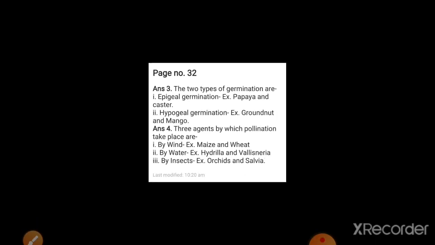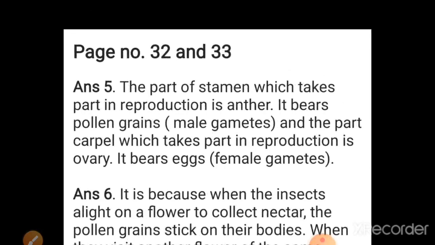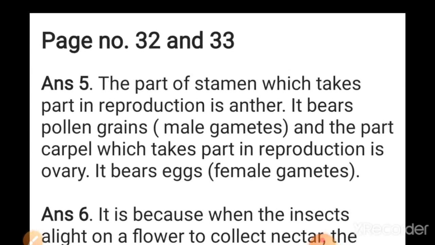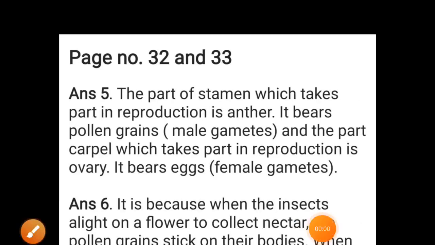Now fifth question. What part is played by stamens and carpel of a flower in reproduction? The part of stamen which takes part in reproduction is anther. It bears pollen grains, male gametes, and the part of carpel which takes part in reproduction is ovary. It bears eggs. It is also called female gametes.